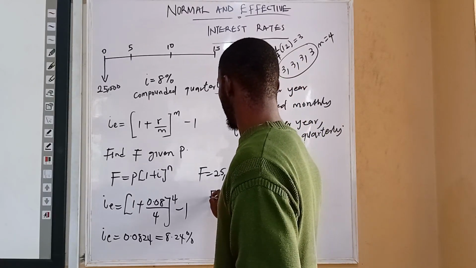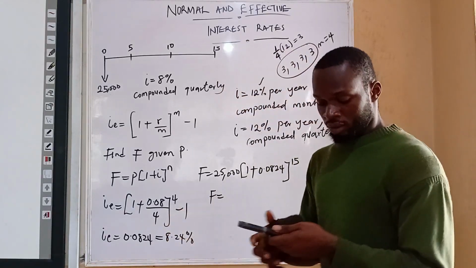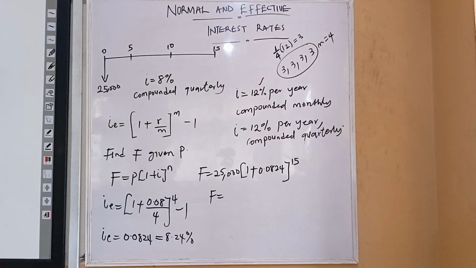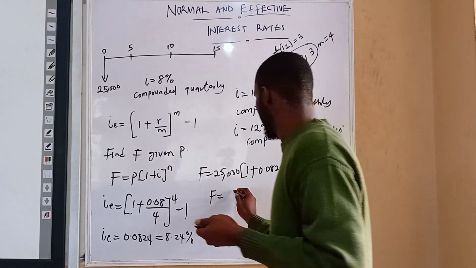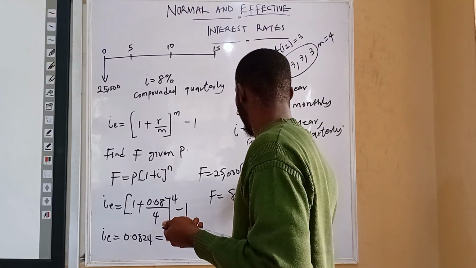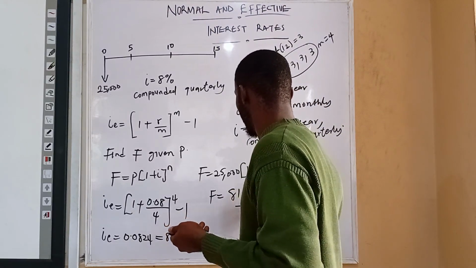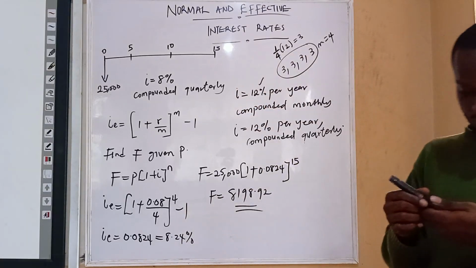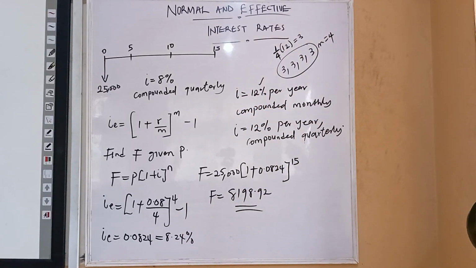So let's find this. It's 819.89. So that's the answer. Do you understand?